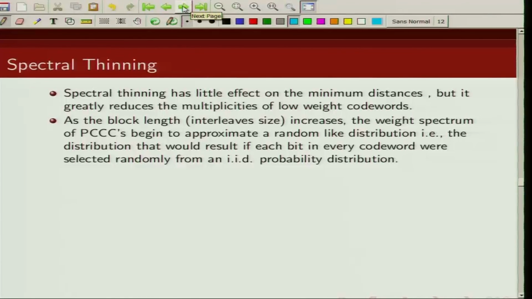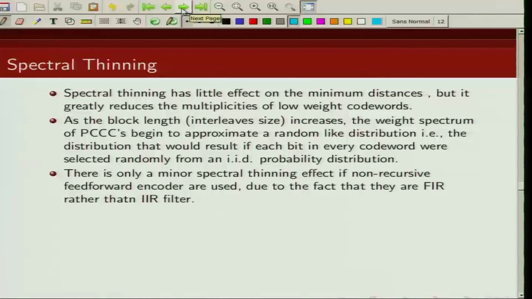So as the block size increases, as the interleaver size increases, the weight spectrum of the turbo code looks more like a random distribution. It's like the weight distribution as if every bit of a code word was randomly selected according to some IID distribution.